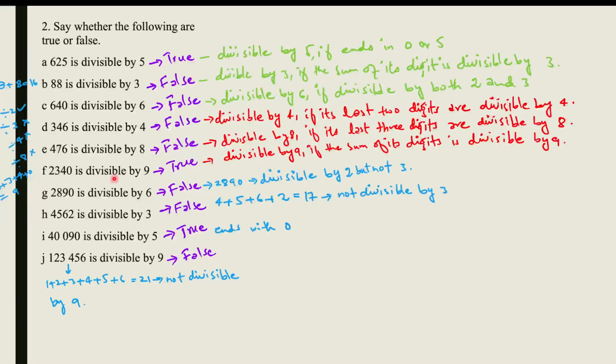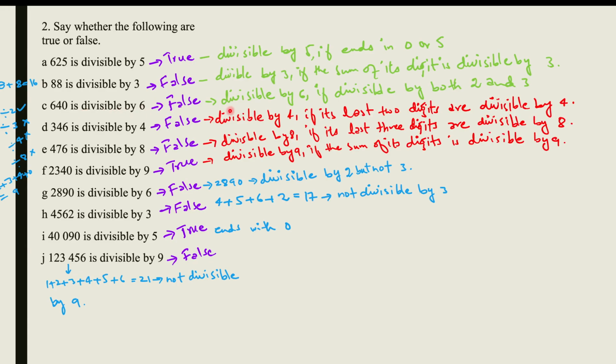The next method is the divisibility test. A number is divisible by 5 if it ends in 0 or 5. So in here it ends with 5, therefore it's divisible by 5. When it comes to 888 divisible by 3, we say it's false because the divisibility test says that if the sum of its digits is divisible by 3, then it's divisible by 3. So 8 plus 8 plus 8 is equal to 24, which is not divisible by 3, therefore it's false.